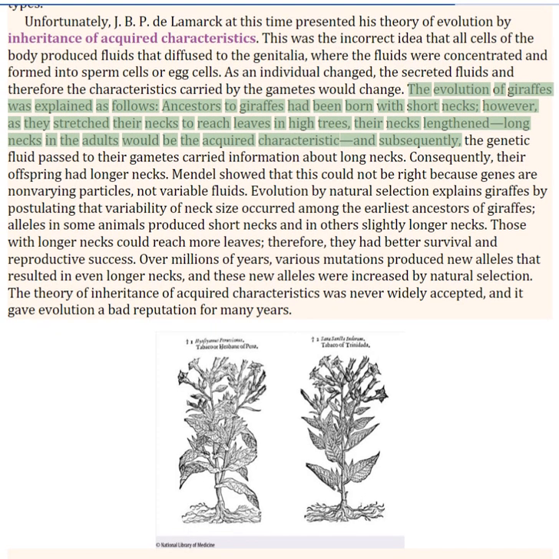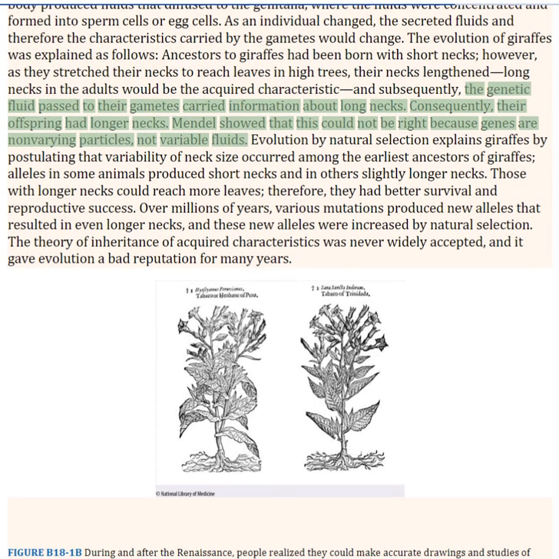The evolution of giraffes was explained as follows. Ancestors to giraffes had been born with short necks. However, as they stretched their necks to reach leaves in high trees, their necks lengthened. Long necks in the adults would be the acquired characteristic, and subsequently, the genetic fluid passed to their gametes carried information about long necks. Consequently, their offspring had longer necks. Mendel showed that this could not be right because genes are non-varying particles, not variable fluids.